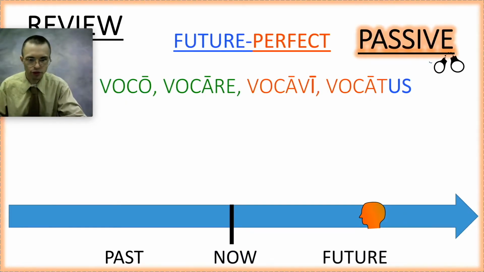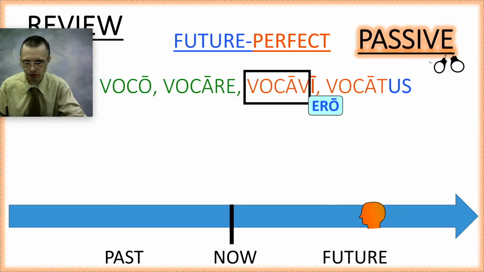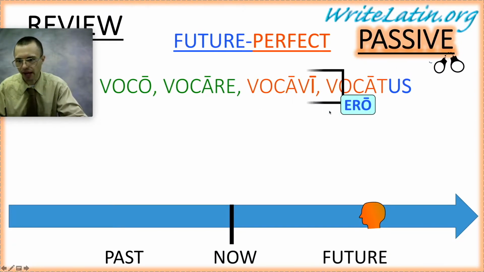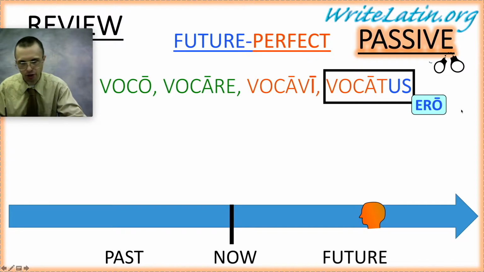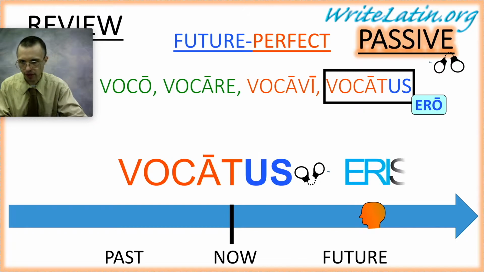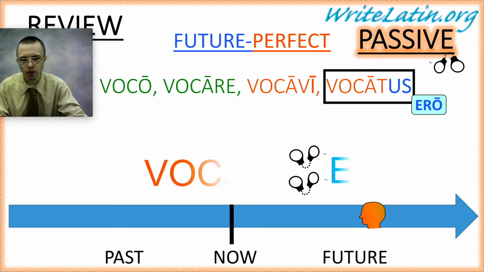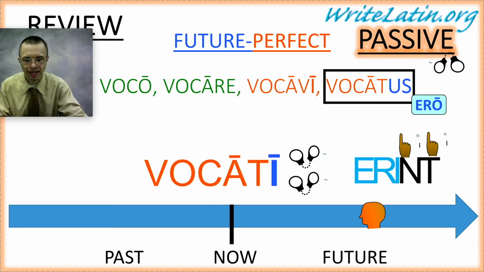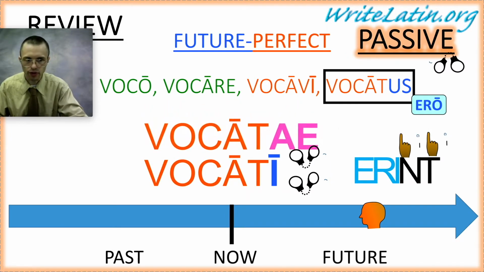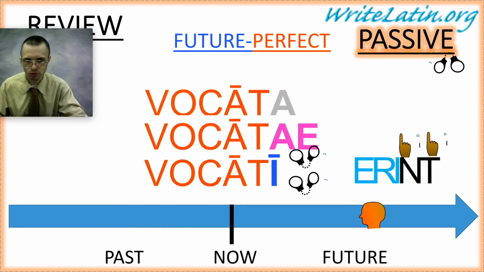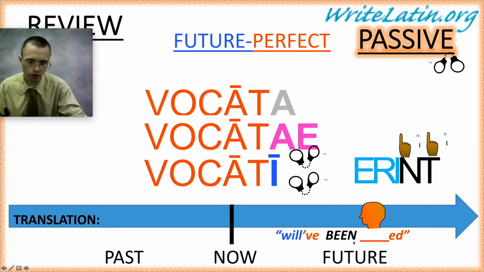All right, so the future perfect, let's just go with the model first. In its active it becomes vocav plus ero. In its passive it becomes vocatus plus ero, even though they are now in two separate words. Vocatus ero, vocatus eris, vocatus erit, vocati erimus, vocati eritis, and vocati erunt. And let's include the other two genders just so we are not discriminatory. And the translation of that's going to be will have been blanked, occurring sometime before the future.